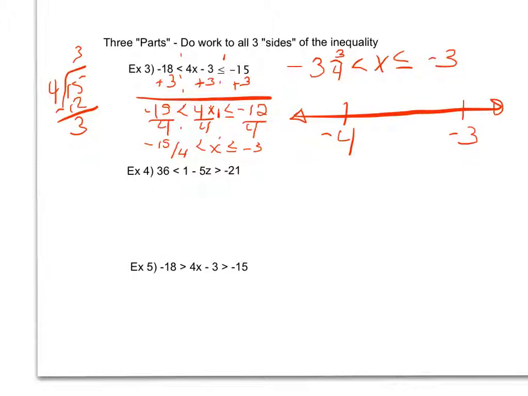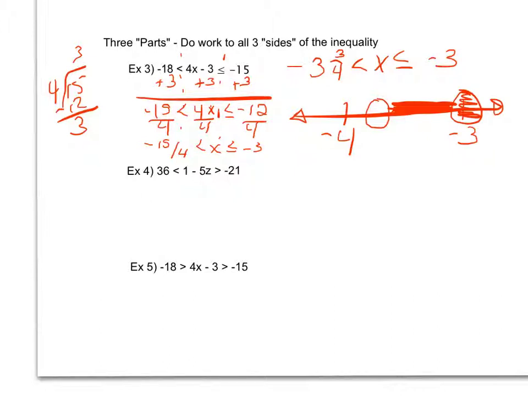So I'm going to put an open circle at negative 3 3/4, probably right about here. X can be greater than that, but it also has to be less than or equal to negative 3. So here's my closed circle at negative 3, and notice I fall right in the middle there. Those are all my possibilities.